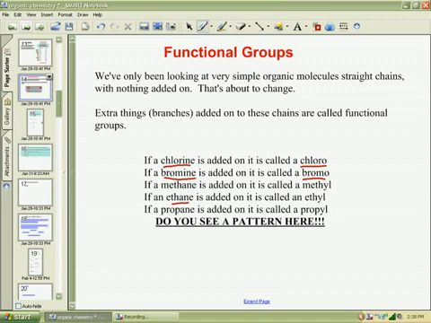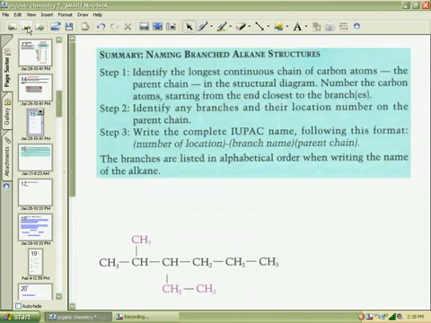So these functional groups or extra things that are added on would have a name, and you give it a number based on where it is. Anyway, you'll see when we do some examples here. So we'll keep flying along. So our steps are to identify.